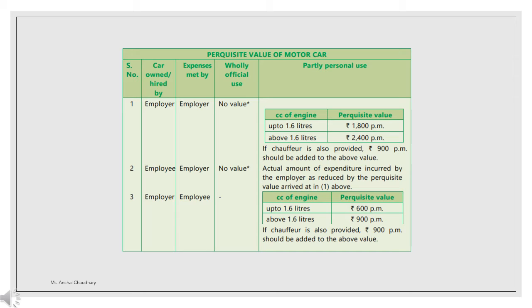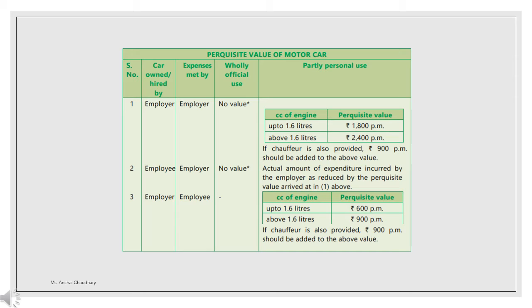And if a chauffeur is also provided, chauffeur means driver, then rupees 900 per month should be added to the above value. If the car is owned by the employee and expenses are met by the employer, then if it is fully used for official use only, no value of perquisite will be computed, and no tax will be paid on this. But if it is partially used for personal use also, then the actual amount of expenditure incurred by the employer, as reduced by the perquisite value which has been arrived at in the first case.